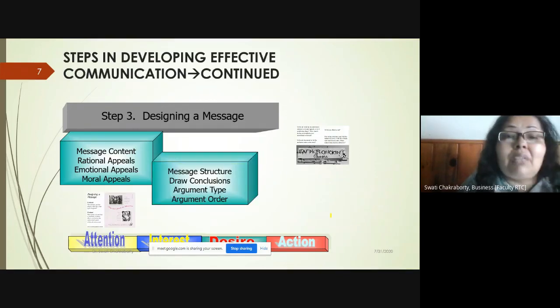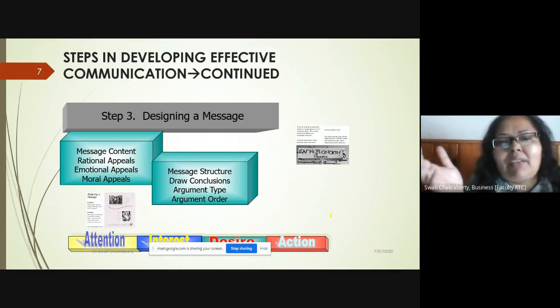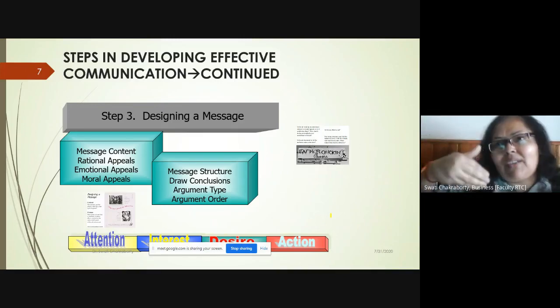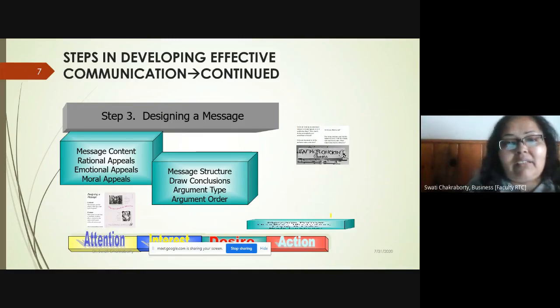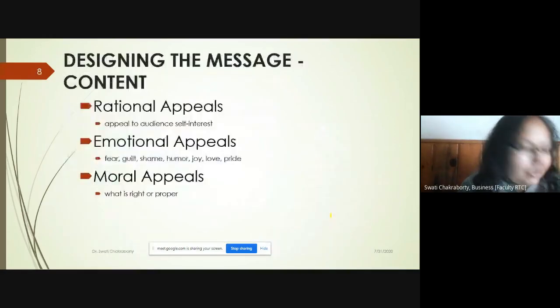Then comes the message structure, where consumers can draw conclusions. It can be argument type, where you argue and conclude, oh, this is the best, or argument order, where you argue in a sequence and then say, oh, this is the best, right? Message formatting is also important: the headlines, the illustration, the copy, color, body language. Next is designing the message content.